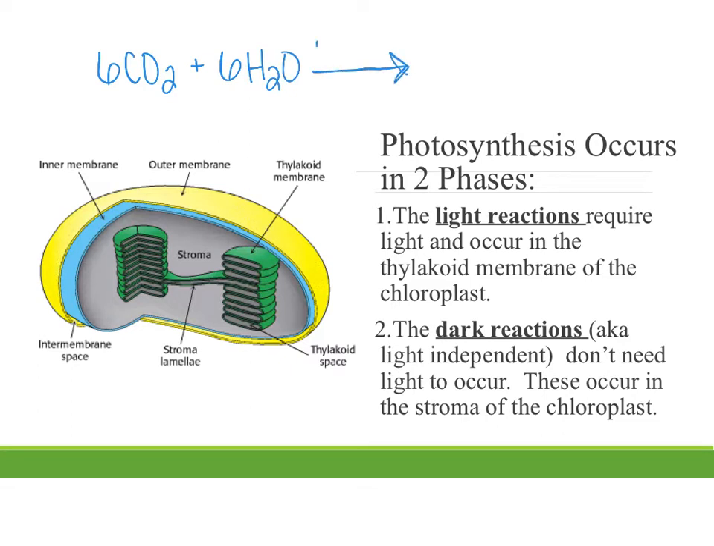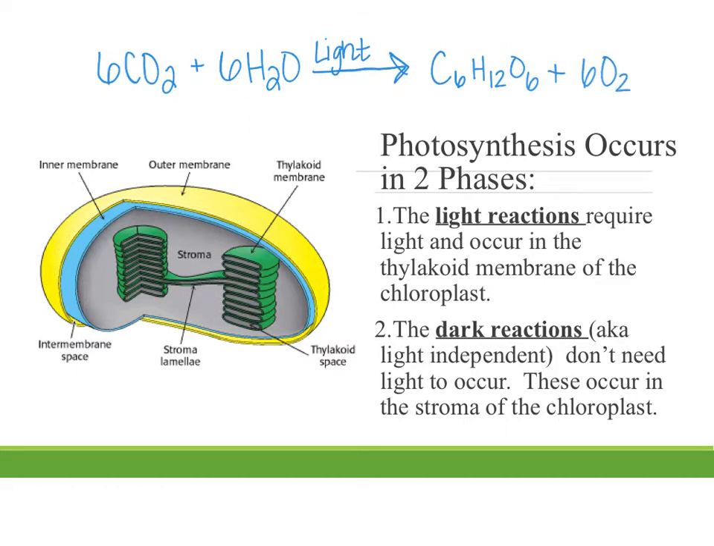and we know we need light. Okay, so I'm going to write light above the arrow because it's not really a reactant or a product. We just need it for the reaction to happen. Then we are going to produce glucose, which is C6H12O6, and 6O2, which is oxygen molecules.